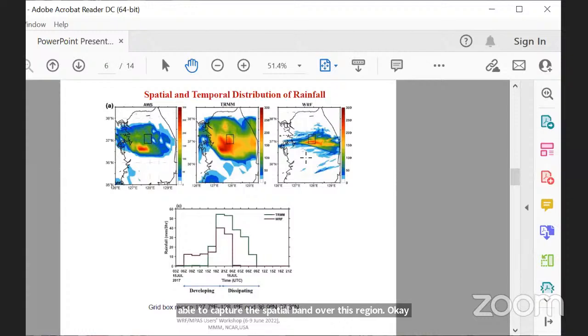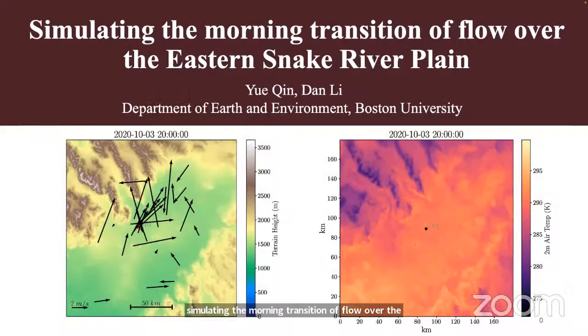Okay. All right. Thank you for your talk. Our next speaker is Yu Chin, who will talk about simulating the morning transition of flow over the eastern Snake River plain.